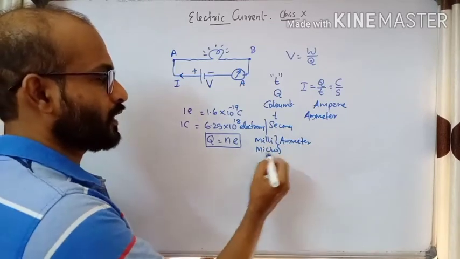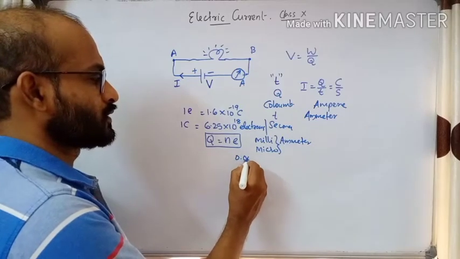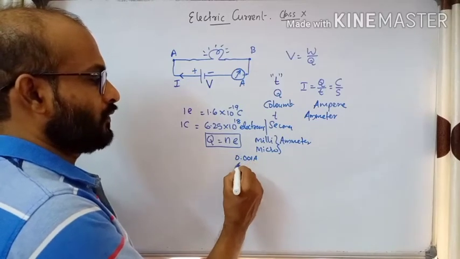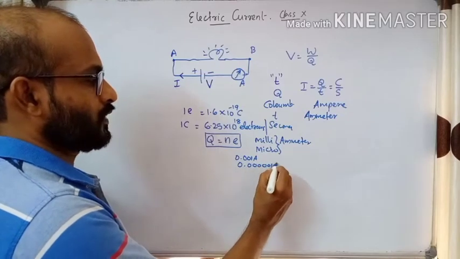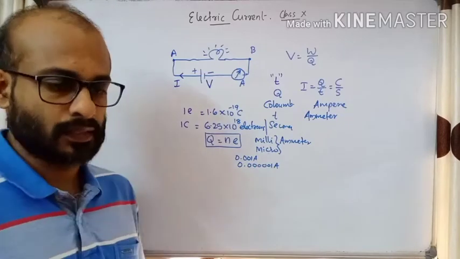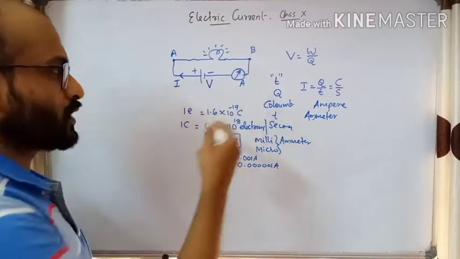Milli we will use when current is of the order of 0.001 ampere. If it is of the order of 0.000001 ampere, what we will use? We will use microammeters. Okay. So that's about electric current.